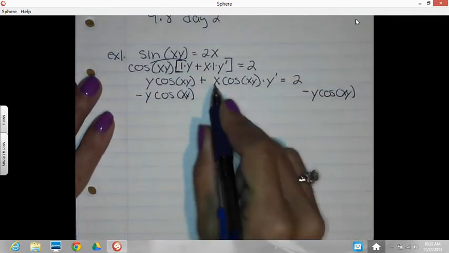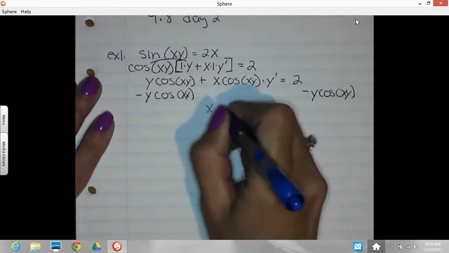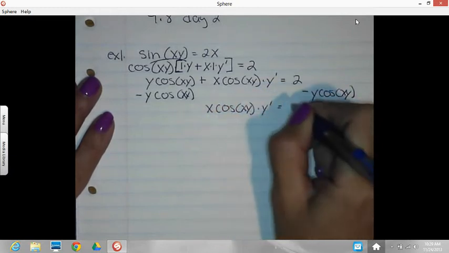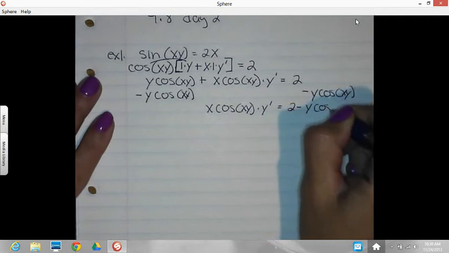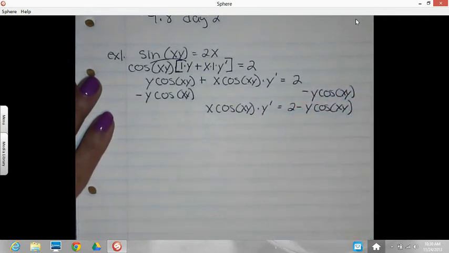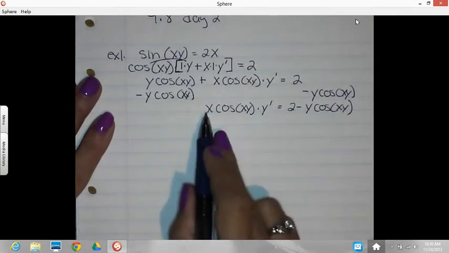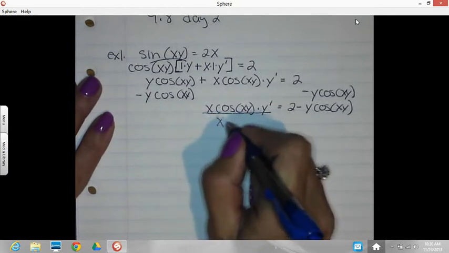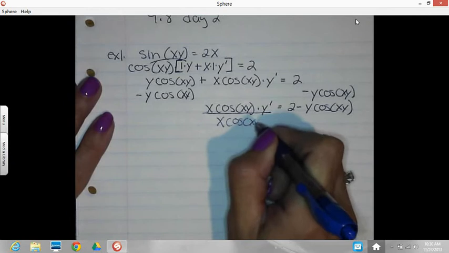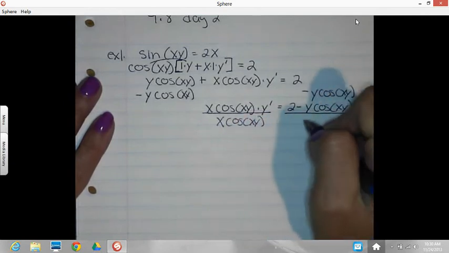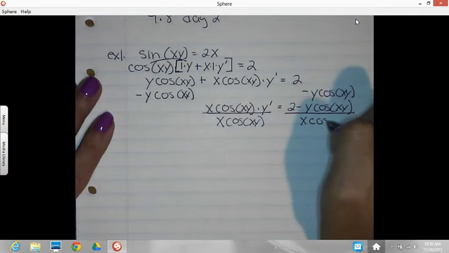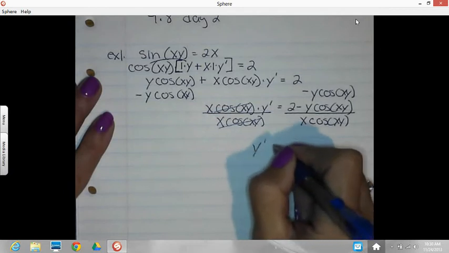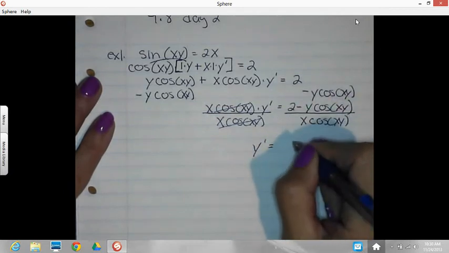That will leave this one term, x cosine of xy times y prime equals 2 minus y cosine of xy. Okay, solving for the y prime, I need to get rid of what's multiplied by it. So I have to divide by these two terms here, the x cosine of xy. So those cancel. You're left with the y prime equals what we had there, 2. Nothing simplifies.